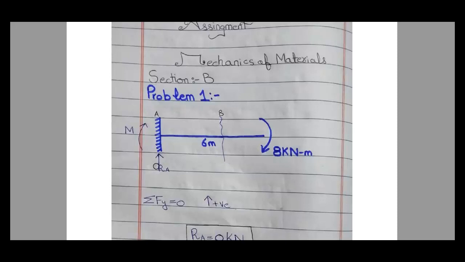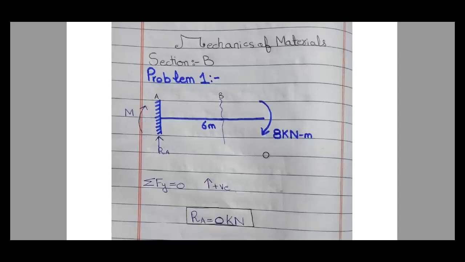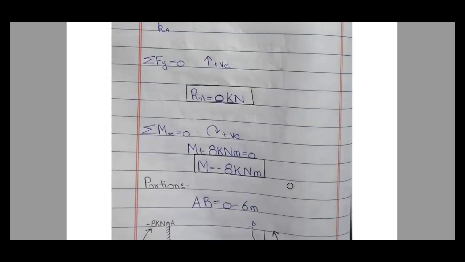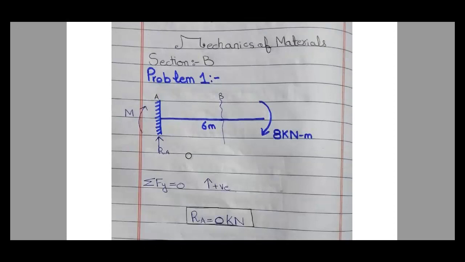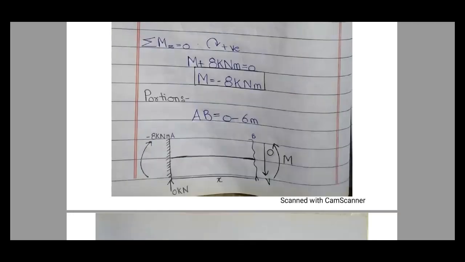The magnitude of the resultant acting in the vertical direction will be equal to 0, no horizontal reaction, and there will be just one resisting moment. RA is 0 and M is equal to minus 8 kilonewton meter, because in this assignment the direction of the reaction moment is clockwise. The applied moment is also in clockwise direction. That's why this one came out to be negative.